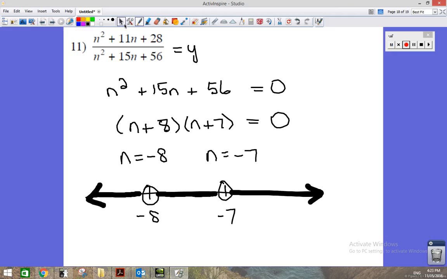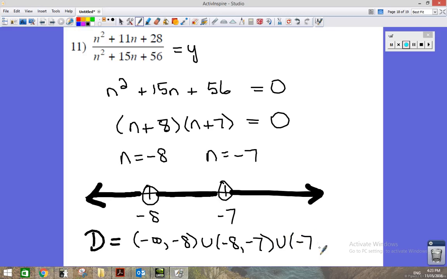I need to describe what I've just shaded in there. And since it needs to be in written form, I can't just tell people. I guess if I was face to face, I could tell you, hey, don't use negative 8 and don't use negative 7 in the domain. Exclude those two values. So that's how I want to write my answer.